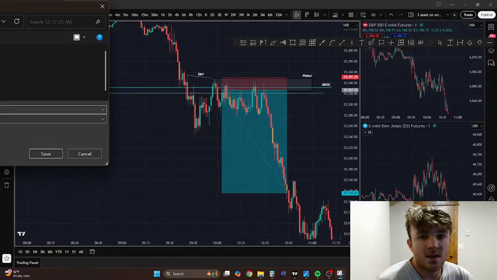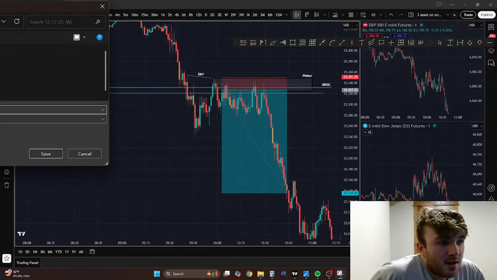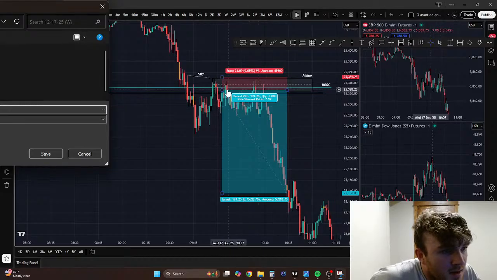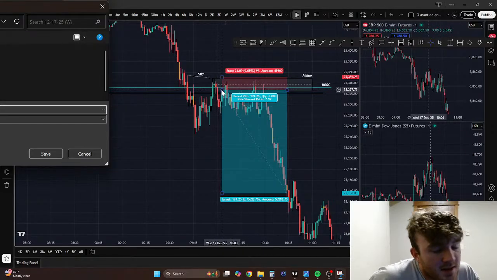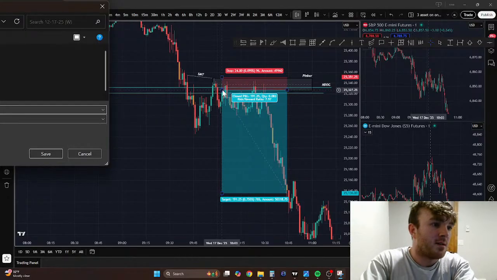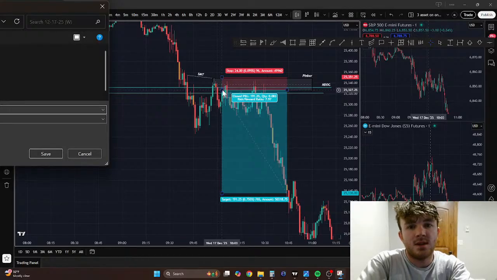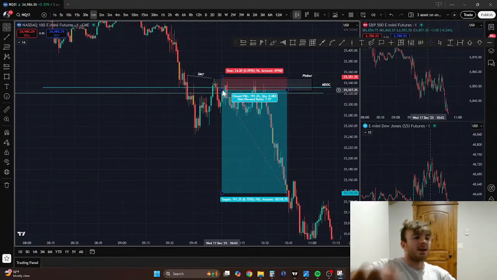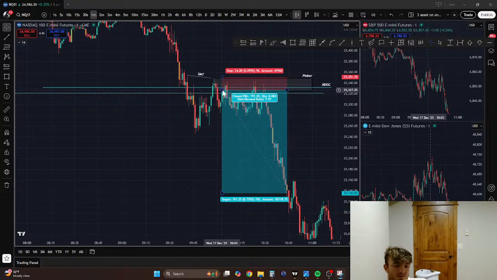So okay, this was a pin bar at 10:03 on the 1 minute. Okay, so yeah, I think that's enough backtesting for today. I'm kind of tired, but yeah.